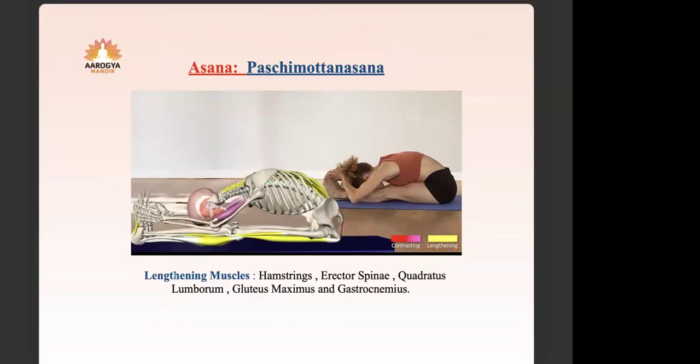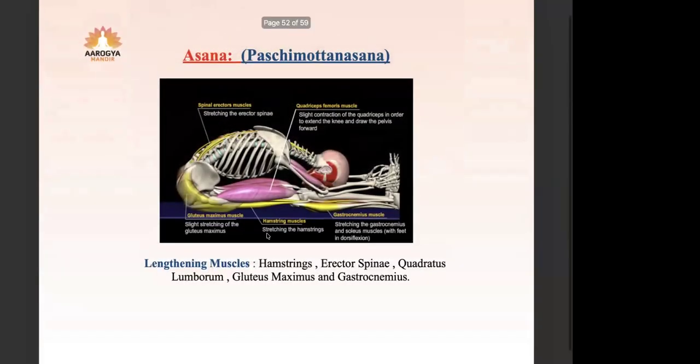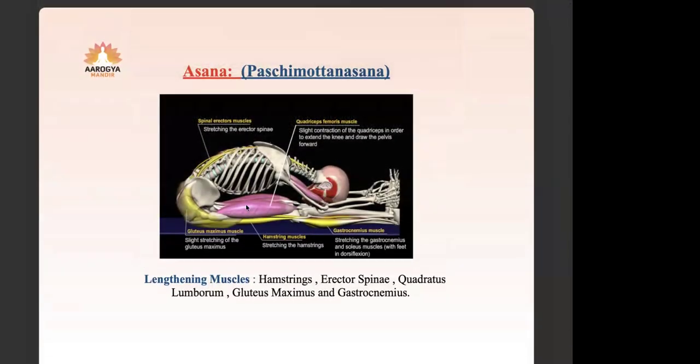Still, to know, there is a stretch of the plantar flexors, the calf muscles, the hamstrings, the low back muscles, and of course, the erector spinae at all levels. And there will be contraction of the quadriceps. By now, you have learned that the quadriceps get into active mode while you're doing a forward bending posture.